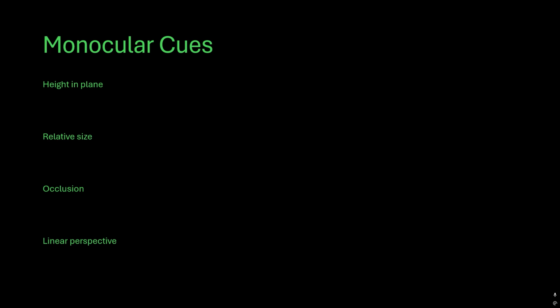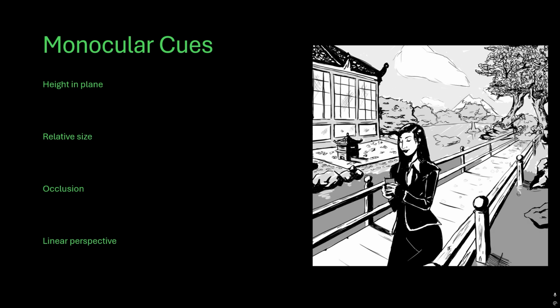Monocular depth cues. So the idea of the height in plane. Let's have a look at this illustration here on the right. So what does this mean? This is the idea that objects that appear higher in the visual field appear to be further away. If we look at this tree or this mountain, it is higher up in our viewing field, which means that it is further away.